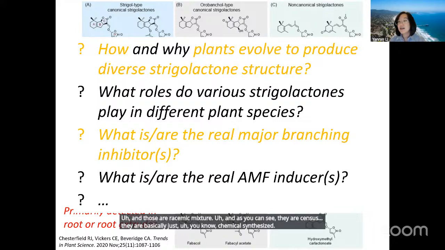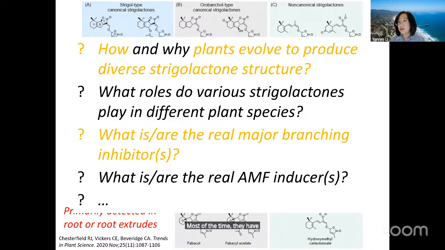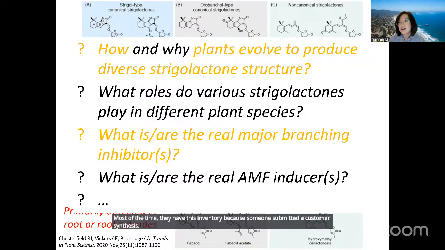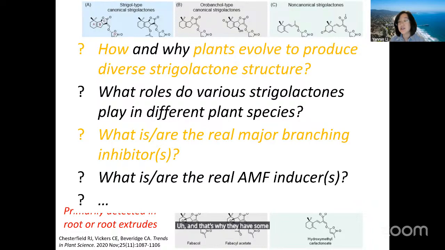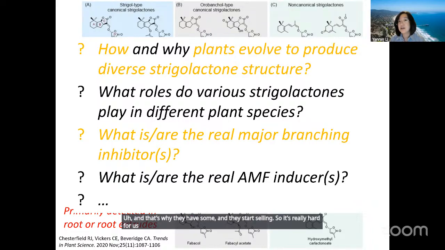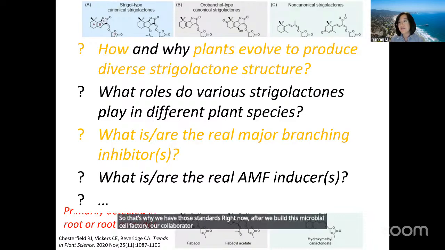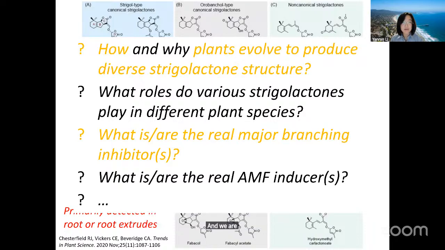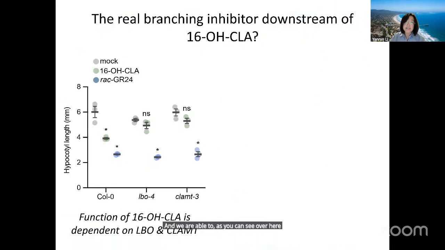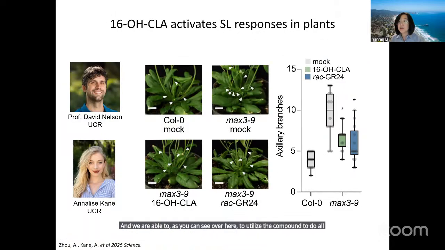Most of the time, they have this inventory because someone submitted a custom synthesis, and that's why they have some and start selling. So it's really hard for us to find a valid resource to get some of the standards, because we need those standards to make sure we are synthesizing those. That's why we have those standards. Right now, after we built this microbial cell factory, our collaborators have access to many of these compounds, and we are able, as you can see over here, to utilize a compound to do all these biological or plant assays.